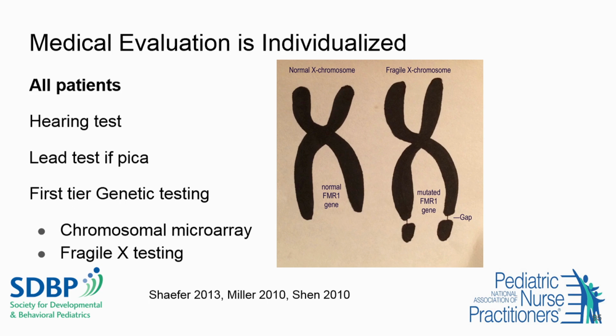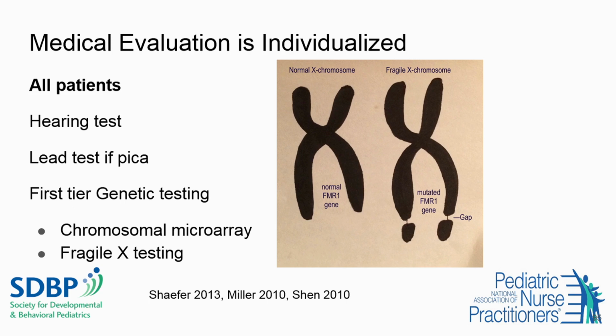Secondly, we want to do a lead test if the child has a lot of mouthing behavior or pica. That's really important to identify. And thirdly, we do recommend diagnostic genetic testing for all patients who have autism spectrum disorder. And right now, the recommendation is for chromosomal microarray and Fragile X DNA testing. Microarray is a technique that uses probes to identify regions of the genome where there may be microdeletions or missing pieces, or microduplications, extra pieces of DNA. And it helps identify those copy number variants that may be related to causing autism.